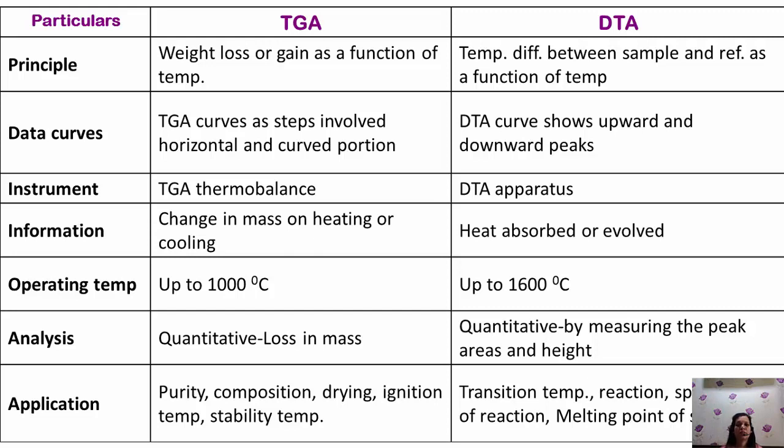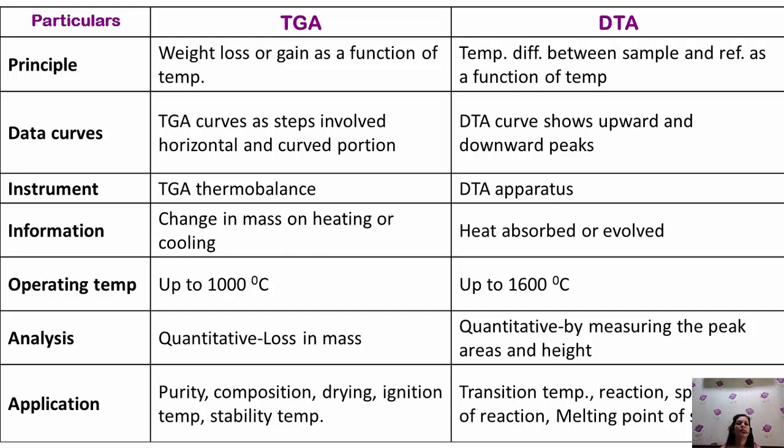The data curves: what are the typical characteristics? If you close your eyes, what are the typical characteristics in case of TGA? Yes, stepwise curves. In case of DTA, upward and downward peaks. The instrument which you use in TGA is a thermobalance. In DTA, simply the DTA apparatus. The information you can gather in TGA is change in mass on heating and cooling. In DTA, heat absorbed or evolved. The operating temperature differs over here: up to 1000 or 1600 degrees Celsius in TGA. Here you can go above 1600 degrees Celsius also, depending upon the manufacturer which you choose.